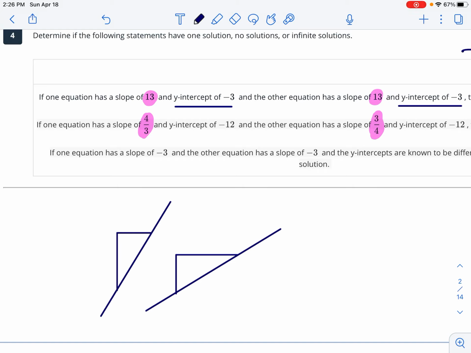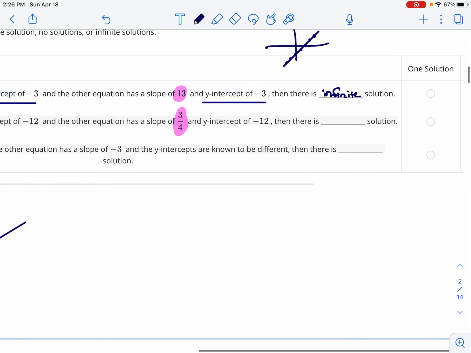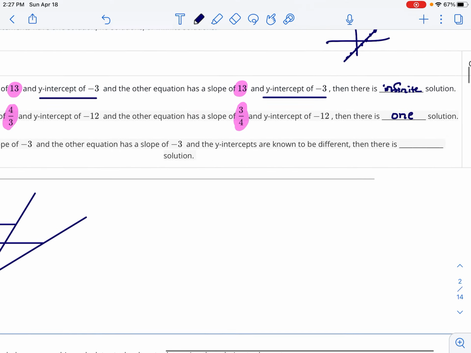So even if they have the same y-intercept, because these do, so let's say these have the same y value here, they're not the same line. They don't have infinite solutions. Because the slopes are different, they will cross exactly one time. Every pair of equations that have different slopes will have exactly one solution.